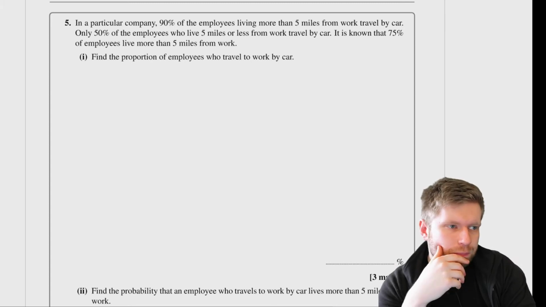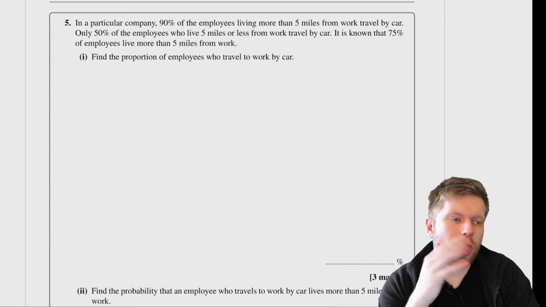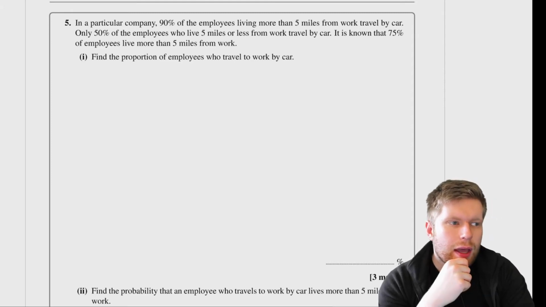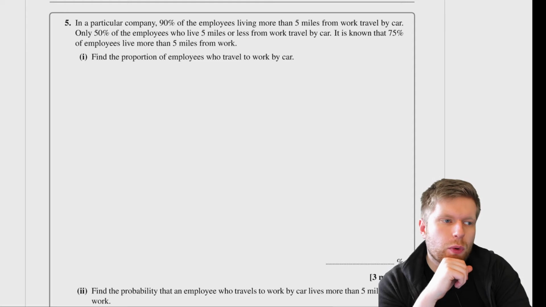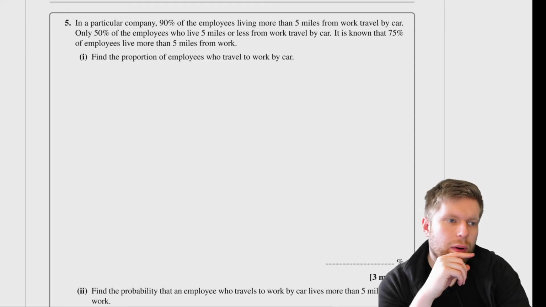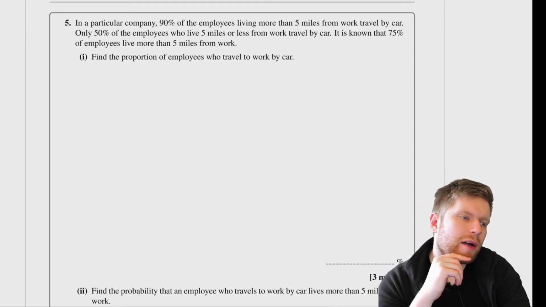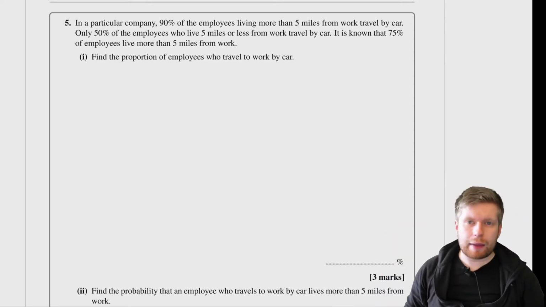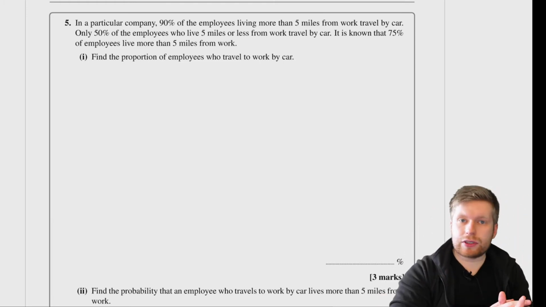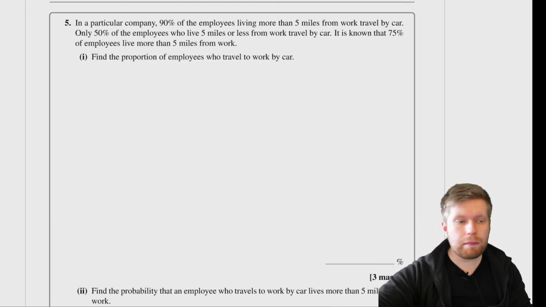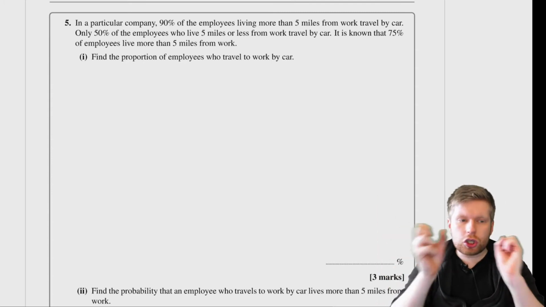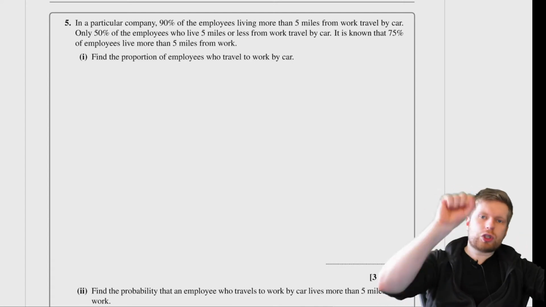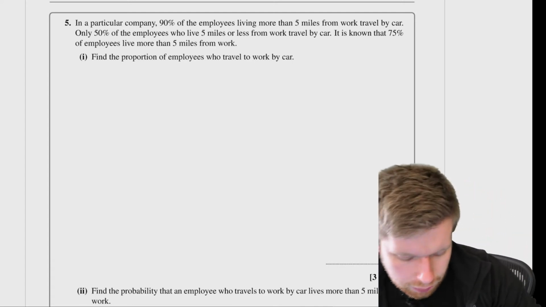So we've got a particular company. 90% of the employees who live more than 5 miles from work travel there by car, okay? We're told only 50% of the employees who live 5 miles or less from work travel by car. And it is known that 75% of the employees live more than 5 miles from work. So in other words, we've got a couple of things going on here. Either an employee lives more than 5 miles from work or not, or they travel to work by car. So those are the two things we're looking at here: either living more than 5 miles from work or not, or traveling to work by car or not. So those are the two things I'm going to draw.